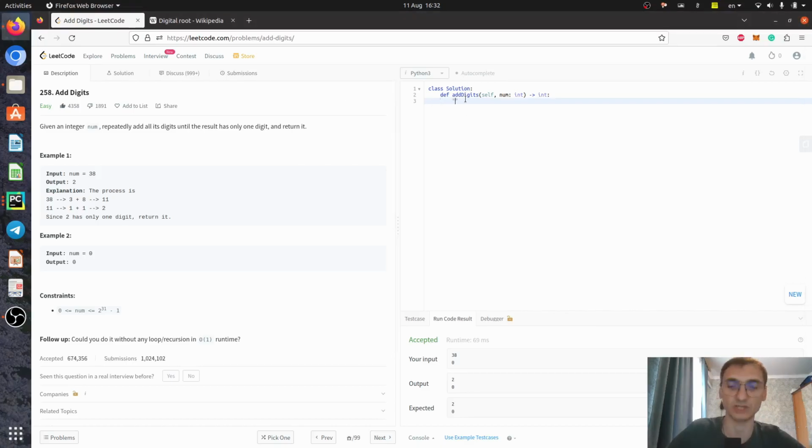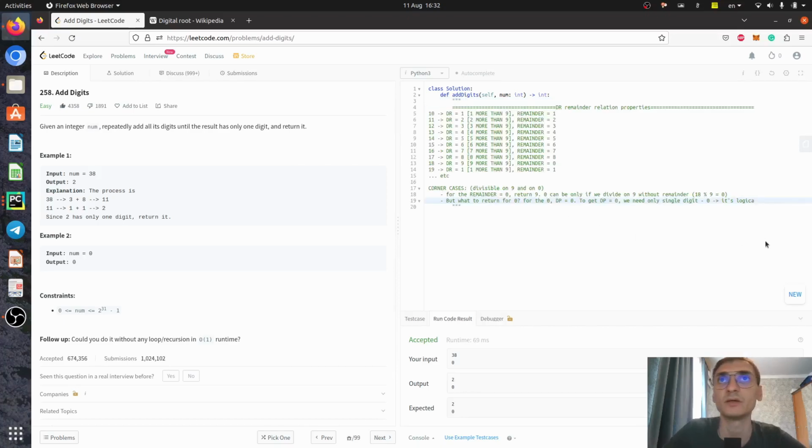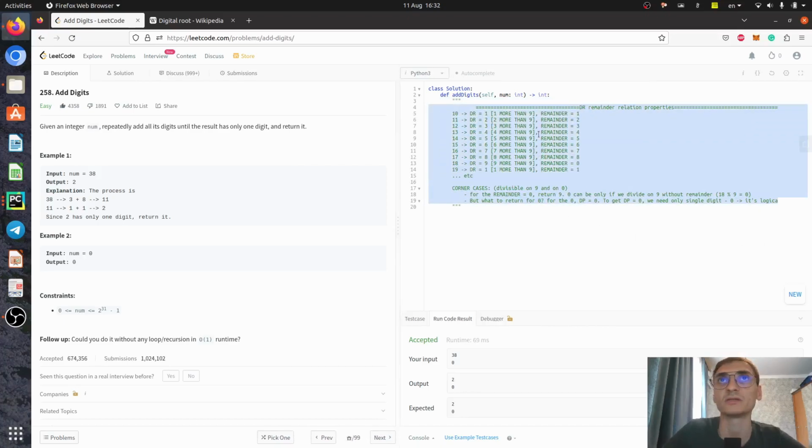Let's one more time create this. I copied this again from my notes. Here it is: the remainder relation properties.